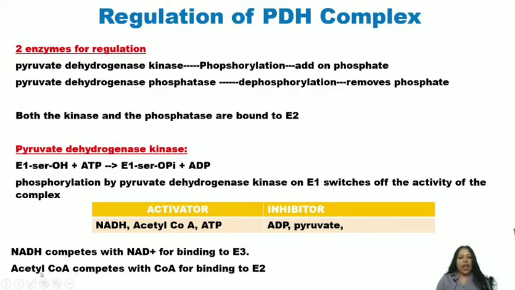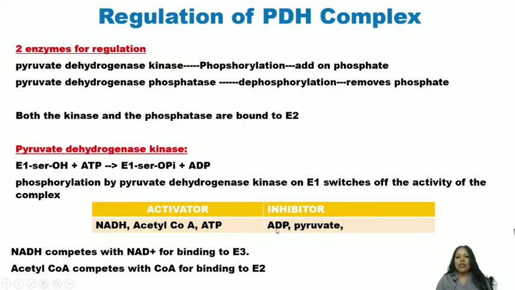Second, acetyl coenzyme A. What does it do? It resembles coenzyme A, so it competes with coenzyme A for binding to E2. I hope that if any of you has not watched the previous video, please watch it to understand this regulation clearly. Now coming to the inhibitors of this complex. What are the inhibitors? These are ADP and pyruvate. Pyruvate, which is a substrate of the reaction catalyzed by PDHC, is an inhibitor of the kinase.